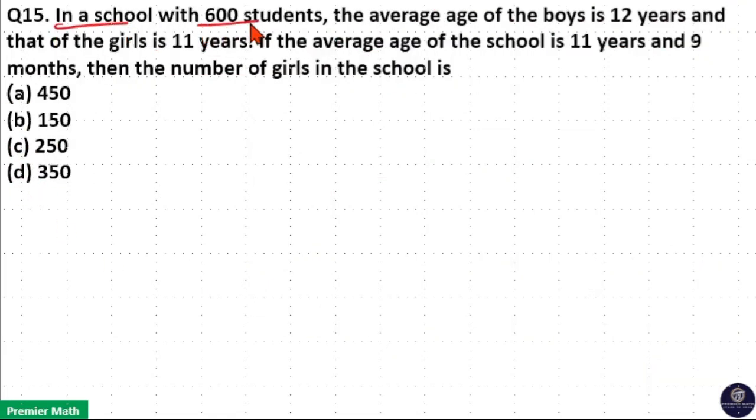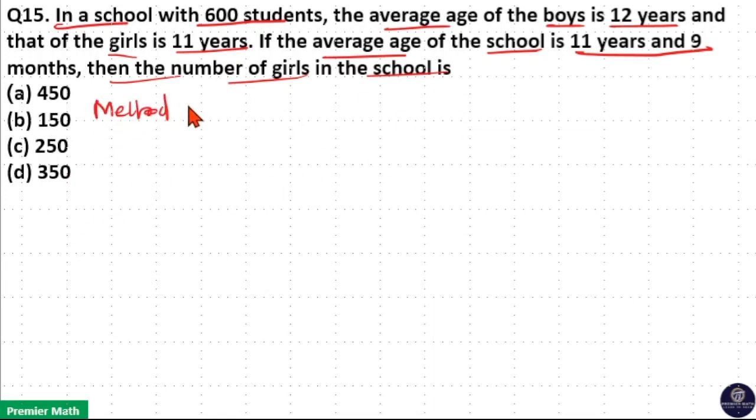In a school with 600 students, the average age of the boys is 12 years and that of girls is 11 years. If the average age of the school is 11 years and 9 months, then the number of girls in the school is. Here this question can be done in 3 different ways. Method 1 is ratio method.